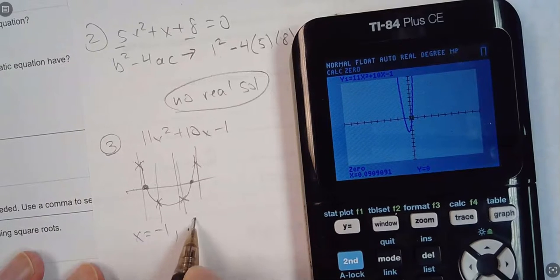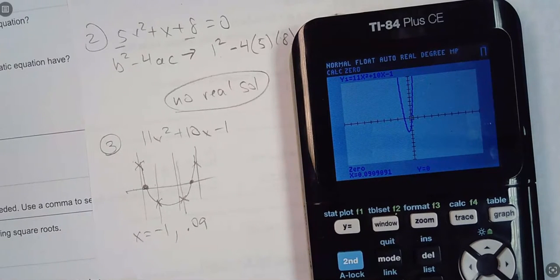And I got 0.09 for mine. Yours is probably going to be a little bit different. Not sure how much different, but pretty close.